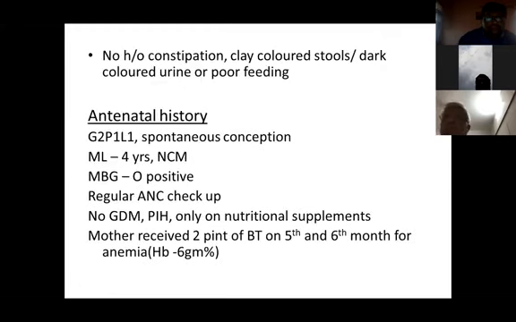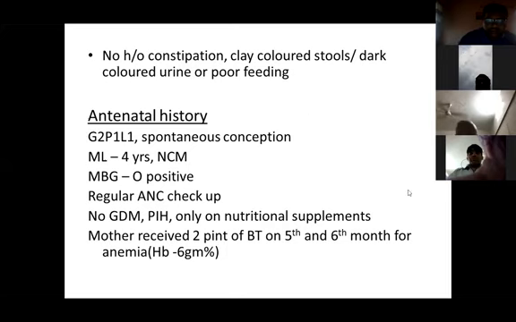There was no history of constipation, clay-colored stool, dark-colored urine, or poor feeding. Coming on to antenatal history, the baby was delivered to a G2P1L1 mother. It was a spontaneous conception. Married life was 4 years and born to a non-consanguineous married couple. Mother's blood group was O positive. She had regular antenatal checkups. There was no gestational diabetes or PIH, and she was only on nutritional supplements.